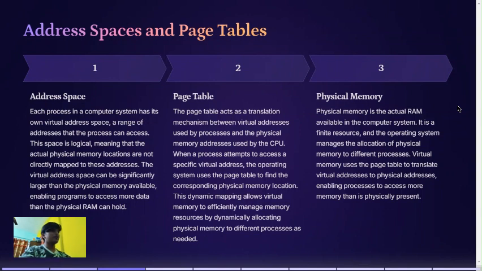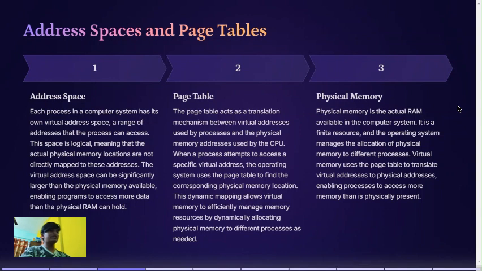Page table. The page table acts as a translation mechanism between virtual addresses used by the processes and the physical memory addresses used by the CPU. When a process attempts to access a specific virtual address, the operating system uses the page table to find the corresponding physical memory location. This dynamic mapping allows virtual memory to efficiently manage memory resources by dynamically allocating physical memory to different processes as needed.